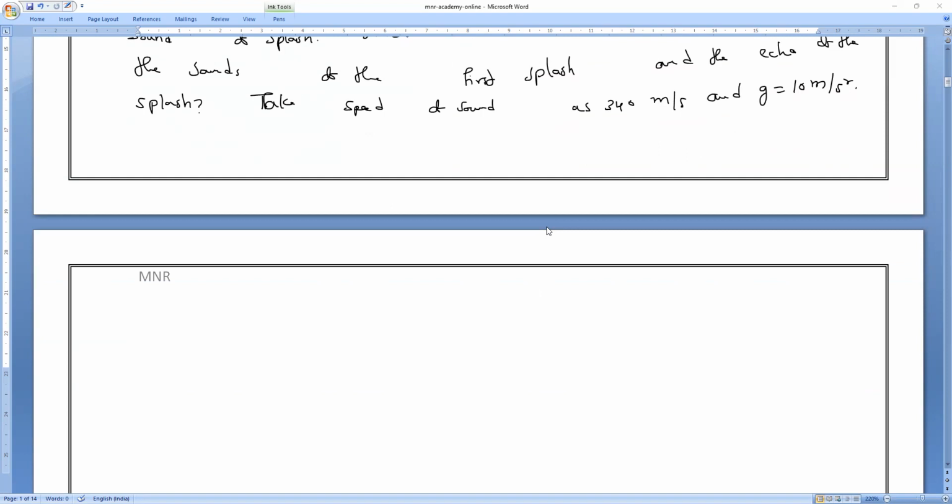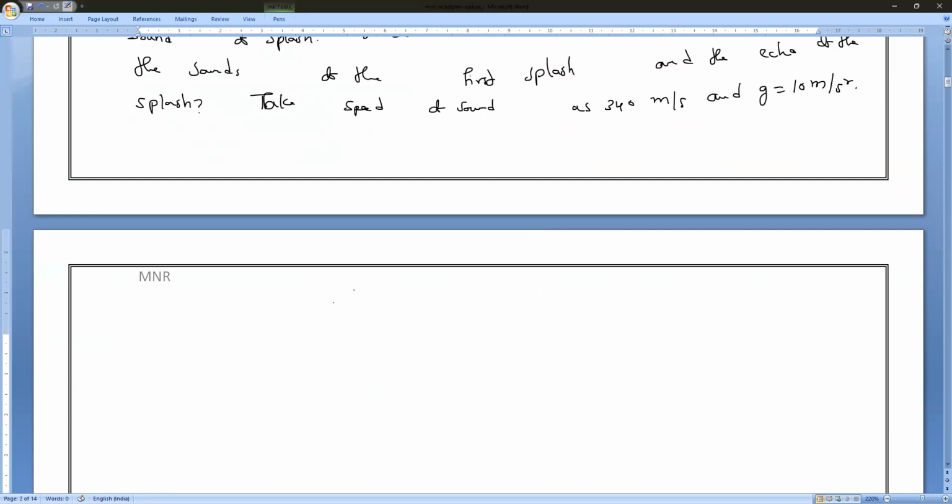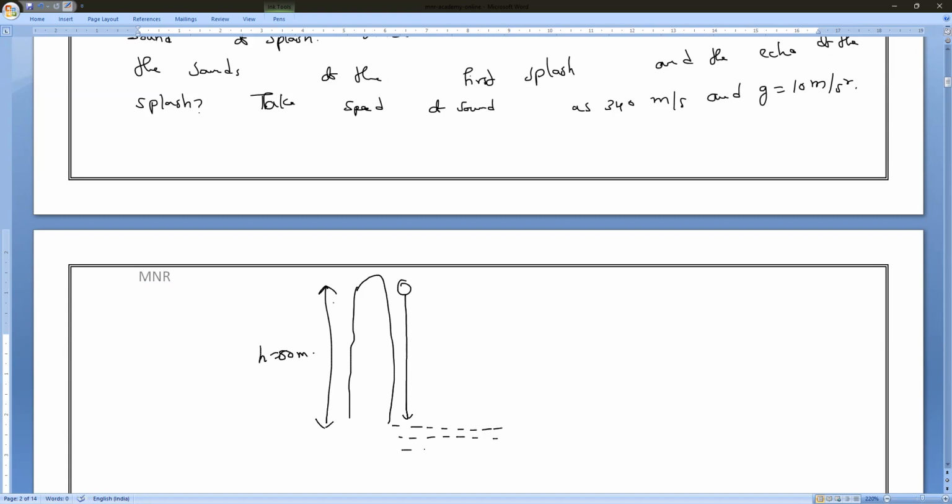So first, all of you read it. What are they saying, guys? A stone is dropped from a cliff. What is the height of the cliff, everybody? 80 meters. So the height of the cliff is 80 meters. From there, one stone is dropped. So now it will reach the lake. Imagination is very important. So now it reaches the lake. And this lake, what will it produce, guys?